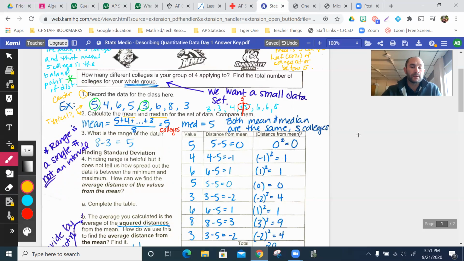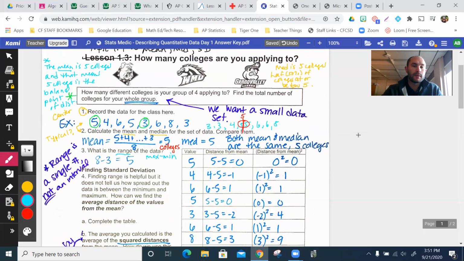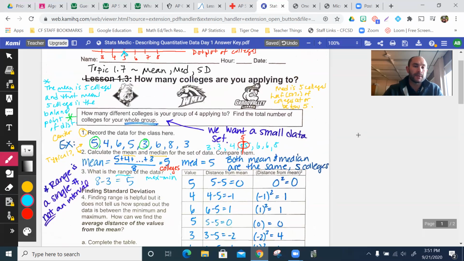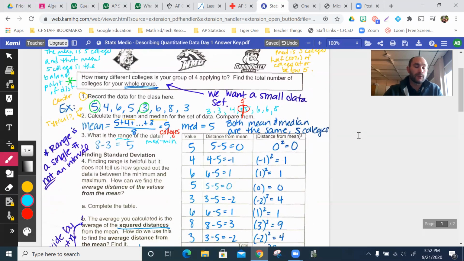Then we have statistics that measure the spread. The range is the simplest example of a measure of spread, and that just tells you how varied your data is from the highest to the lowest. When you want to find the range, you always take the max minus the min. The highest was 8, the lowest was 3. So that difference is 5.